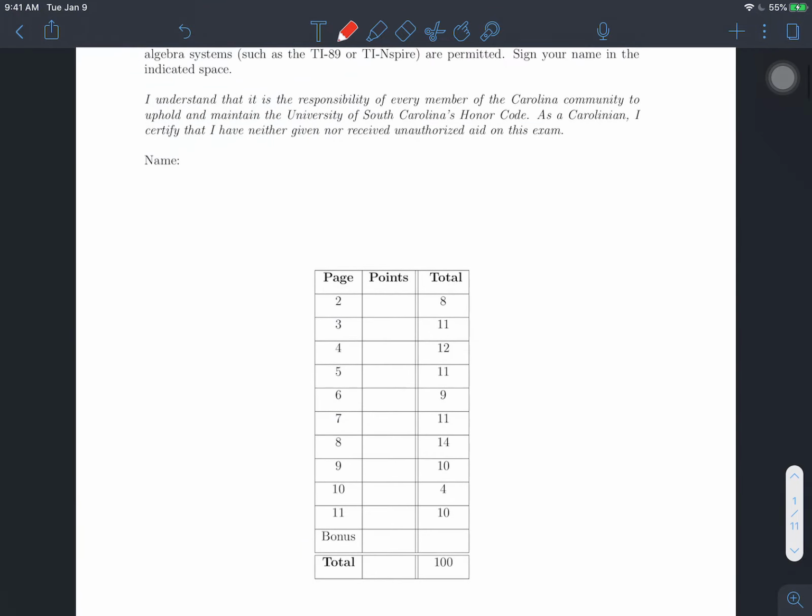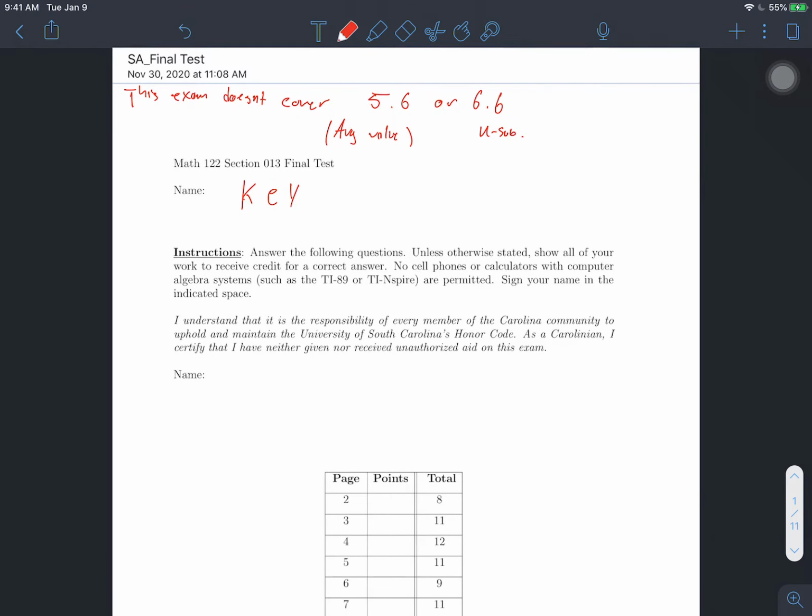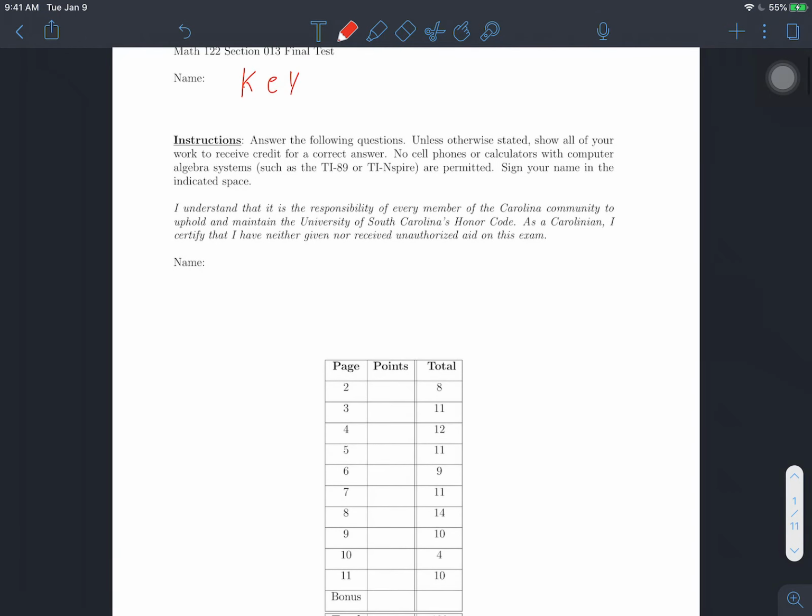The one thing that's really not included in this exam, actually there's two things. This exam doesn't cover any material from 5.6 or 6.6, so that's average value and U substitution. Okay, so let's start.